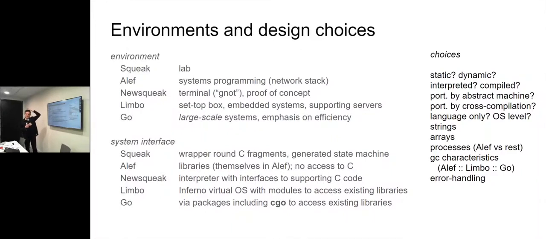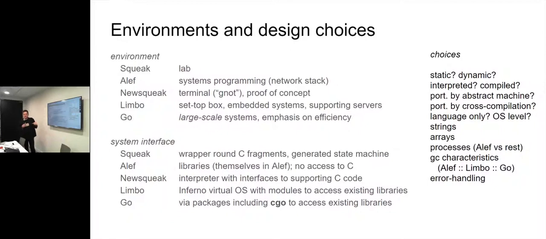Squeak was just a lab experiment, really. Alef was intended to do low-level systems programming, but with concurrent programming primitives available. In fact, it was used to write a network stack and some other low-level things that ran in user space, but still low-level. Newsqueak was a little bit of a lab experiment, but more of a proof of concept, meant to be more realistic as a language. Limbo was intended to be used on set-top boxes, smallish embedded systems, but also supporting servers, so you had this environment spanning this whole range.